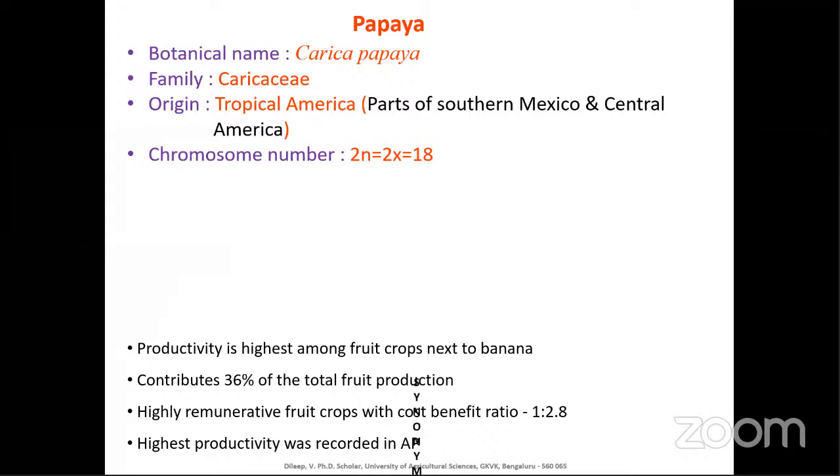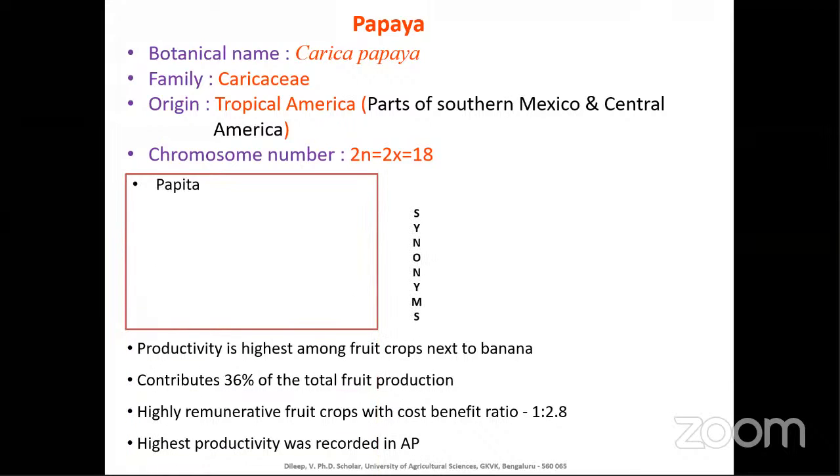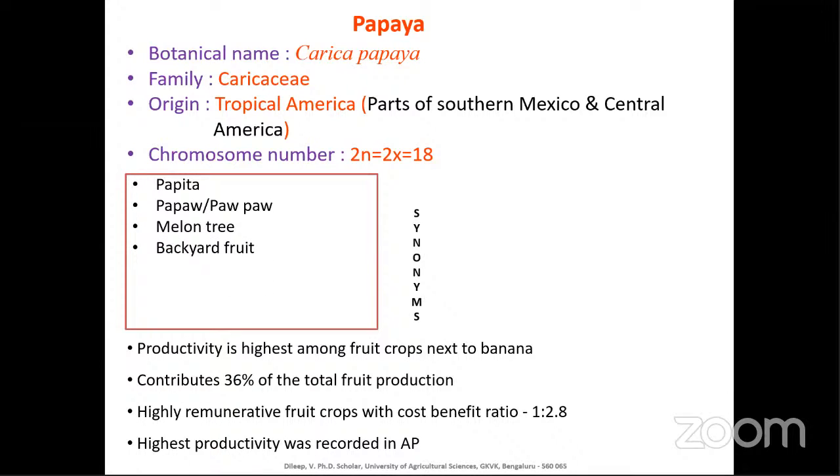Remember that. And synonyms are also very important here. It is also called papita in Hindi, papaw or paw paw, which is from a Native American language. Also melon tree, as the fruit typically resembles a melon of the Cucurbitaceae family, and it is also referred to as backyard fruit, breakfast fruit, and wonder fruit of the tropics and subtropics.